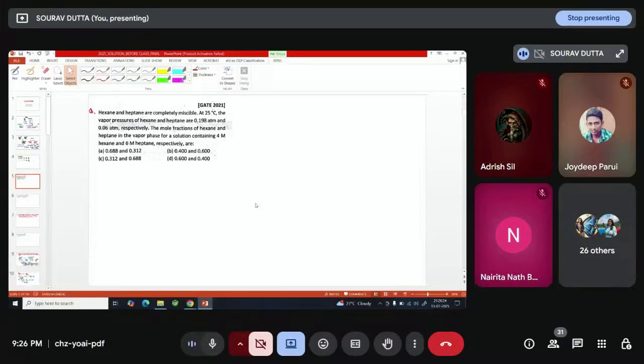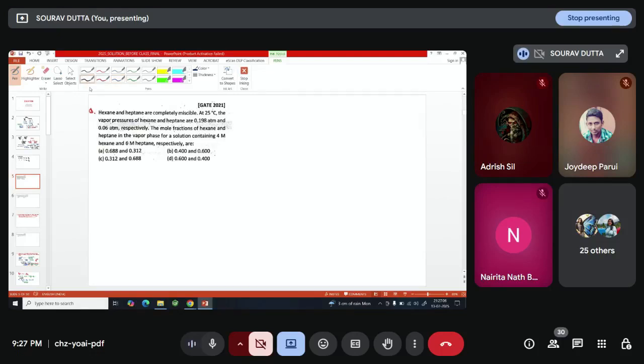What is the method of calculation or any type of numerical? What will be our approach? At first, you have to write all the data in corresponding numerical form. So first one is the vapor pressure of hexane and heptane. It is written here the vapor pressure of hexane and heptane 0.198 and 0.06. That means this is the pure state. There is no mention of solution, so we can write this is the pure state.